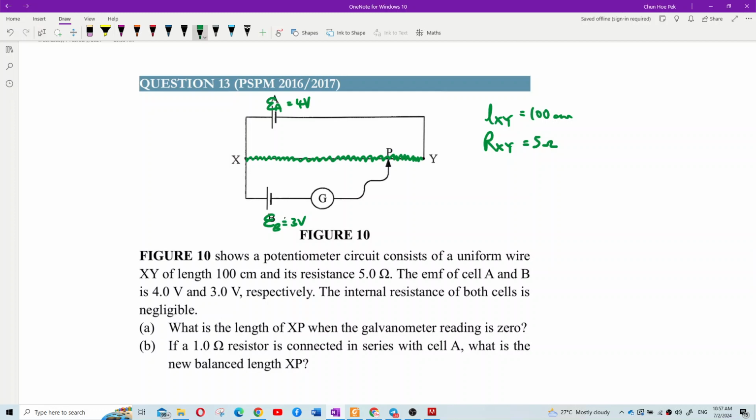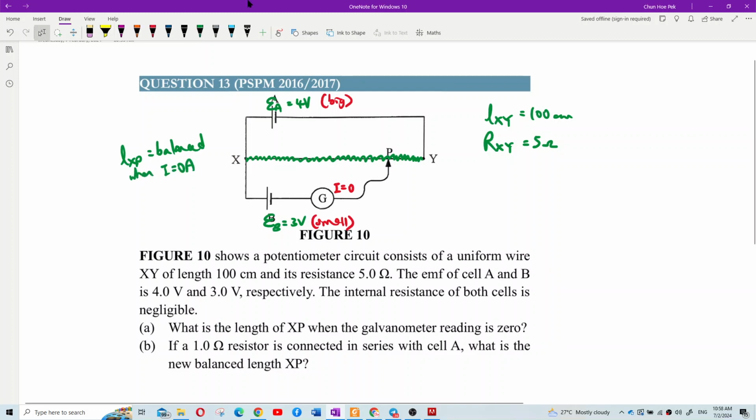Okay, class, it's like this. Always the top one has to be a big battery. Below is a small battery. It must be like this. Then only you can get zero current, can get balance length. Then only the LXP will become balance, when current equal to 0 ampere. So LXP becomes a balance length.